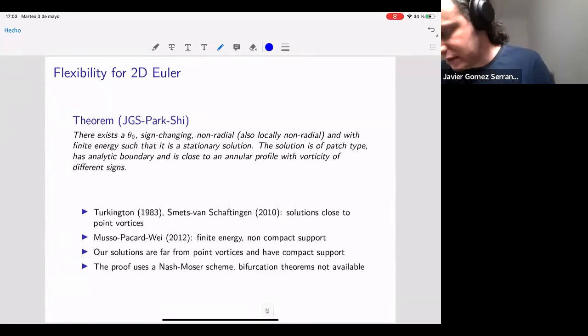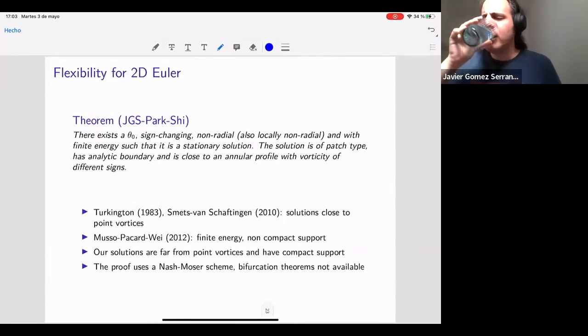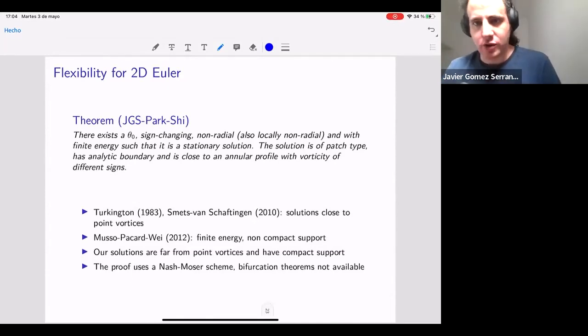So we were wondering whether the condition that I just showed before, namely that omega has to be positive, is actually necessary or not. In other words, if we drop that condition, can we find non-trivial, non-radial stationary solutions? Is this a technical thing, or are there non-trivial stationary solutions whenever we allow the vorticity to change signs? That's the question that we asked ourselves, and the answer is yes.